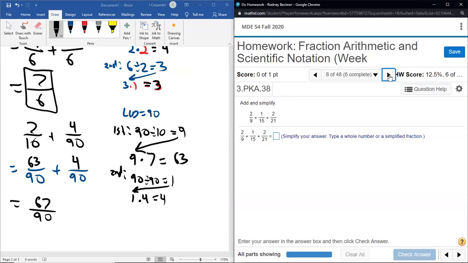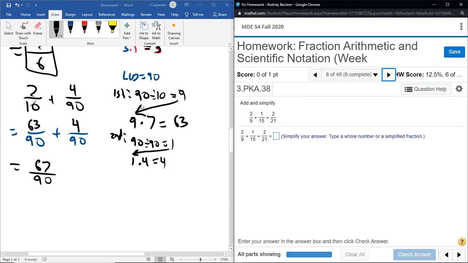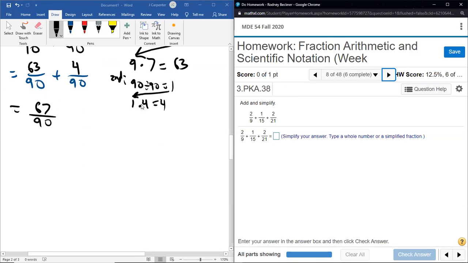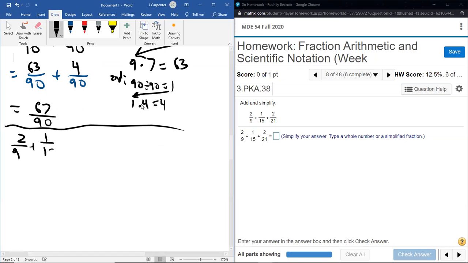Sounds similar. 30 minutes. Yes, here we go. 2 ninths plus 1/15 plus 2/21. I will do this LCD both ways.